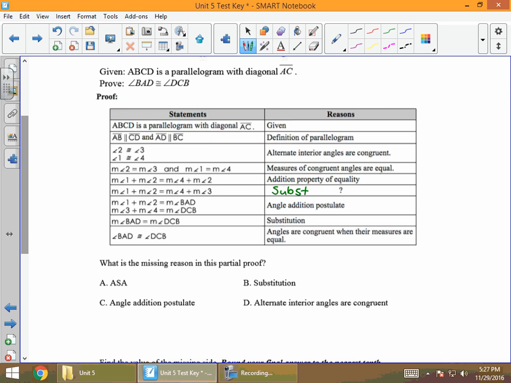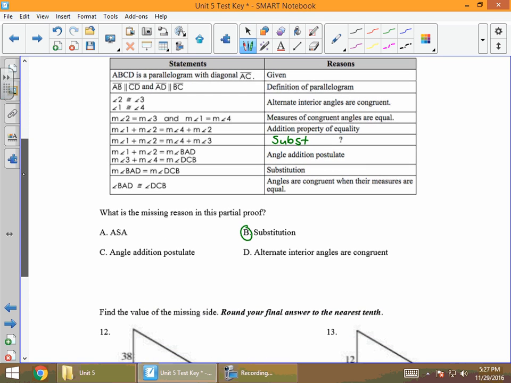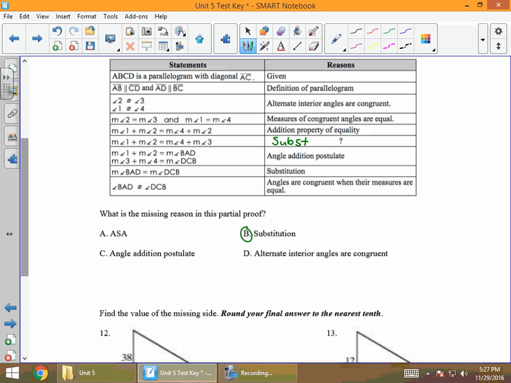So the answer is B, substitution. Now, let me talk about why the other ones are wrong. Sometimes it helps to see why the other ones are wrong. If I look at what the statement is, the measure of angle 1 plus the measure of angle 2 equals the measure of angle 4 plus the measure of angle 3. If ASA is a reason, the statement has to be that some triangle is congruent to another triangle. So I know that one's wrong.